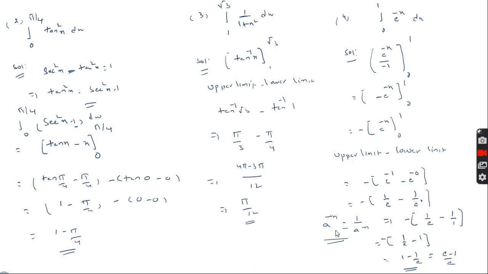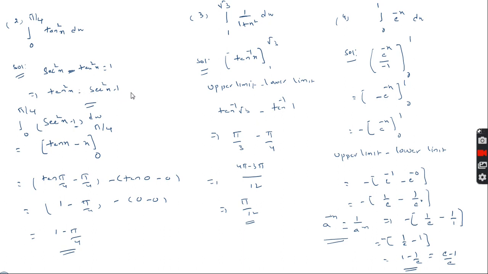The second problem is the integral from 0 to pi by 4 of tan square x dx. Directly we don't know the value of tan square, so first we convert tan in terms of secant. We need the basic formula. What is the basic formula? The basic formula is secant square x minus tan square x is equal to 1. From that, tan square x is nothing but secant square x minus 1.